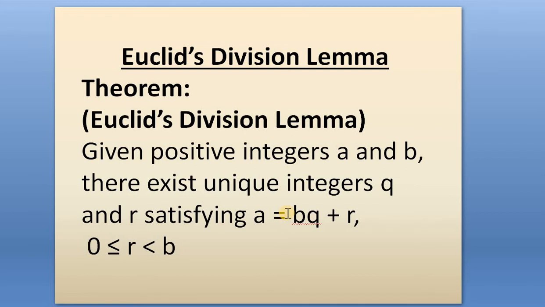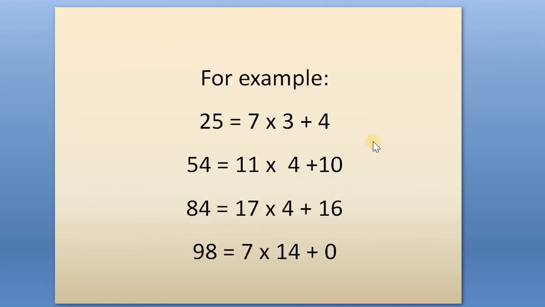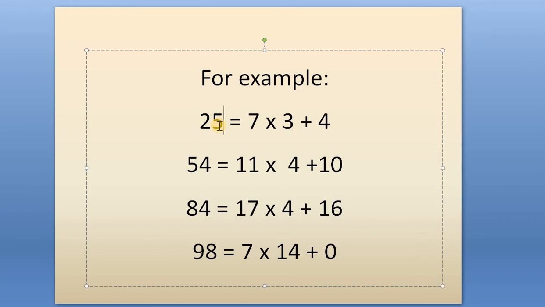Now, once we say this, it's very easy to prove through the division algorithm. All of you know what the division algorithm is. Division algorithm is dividend equals divisor times quotient plus remainder. Let's just take an example. When you divide 25 by 7, the quotient is 3 and the remainder is 4. Or take another case, 54. When you divide by 11, you will get the quotient 4 and remainder 10. Take one more example. If you divide 84 by 17, you will get quotient 4, for 17 fours are 68, and the remainder is 16.